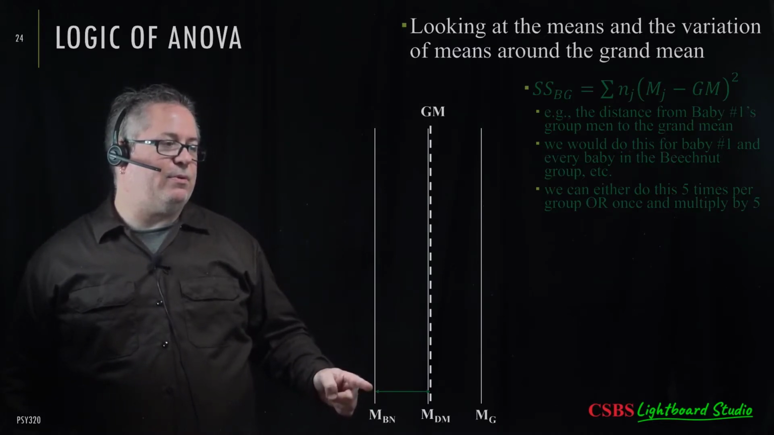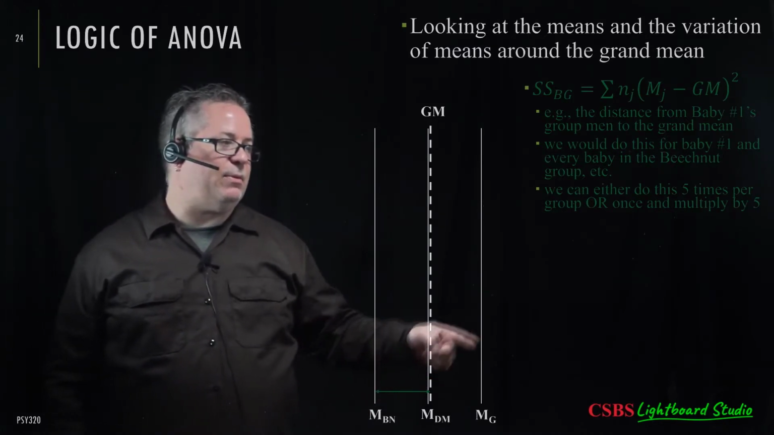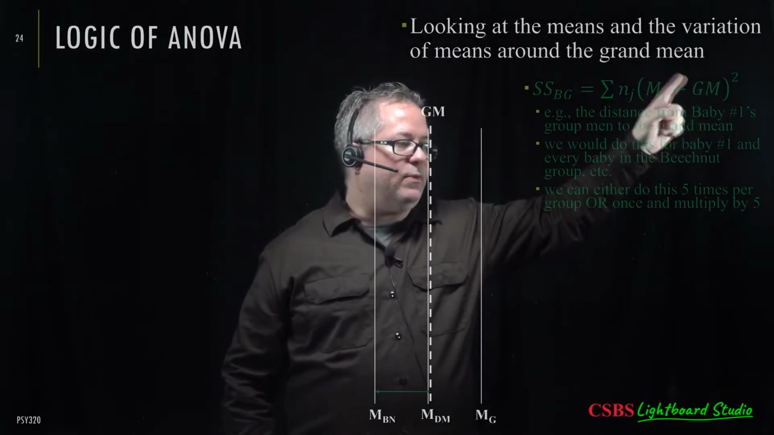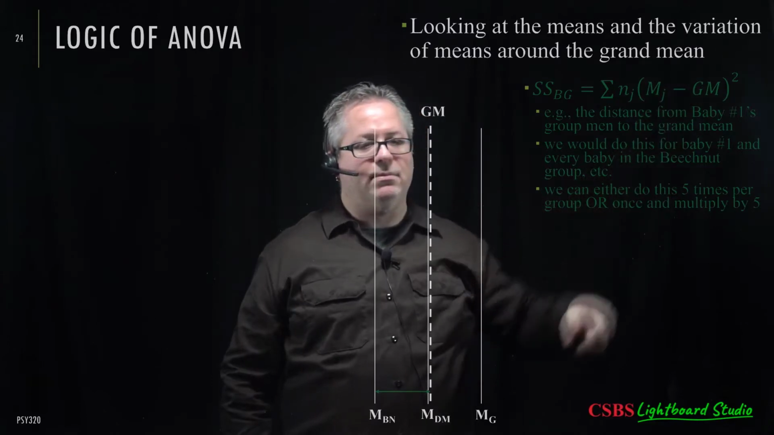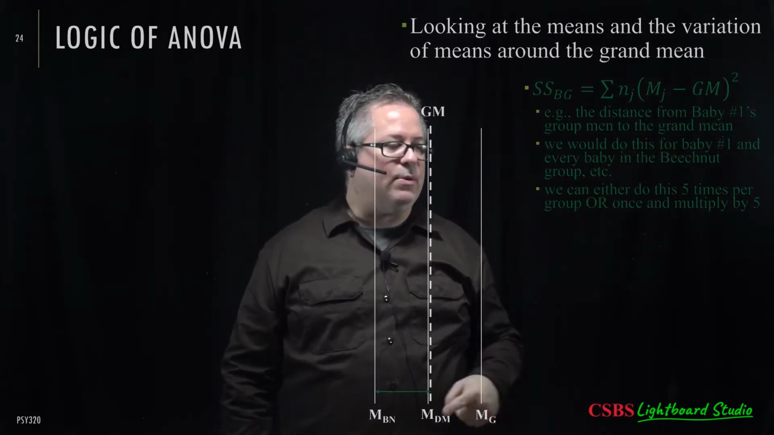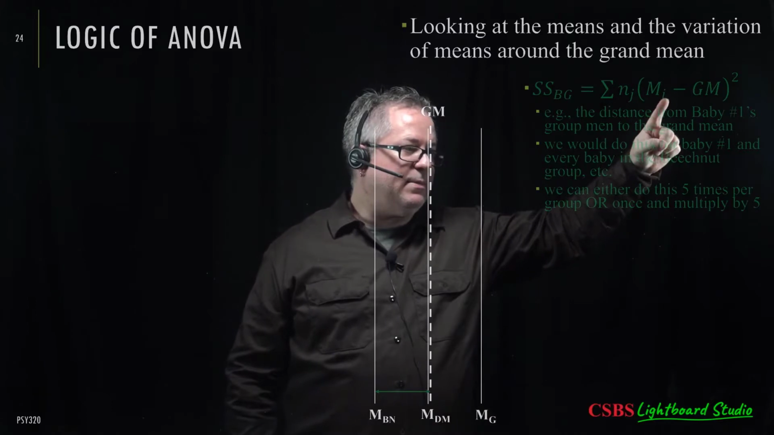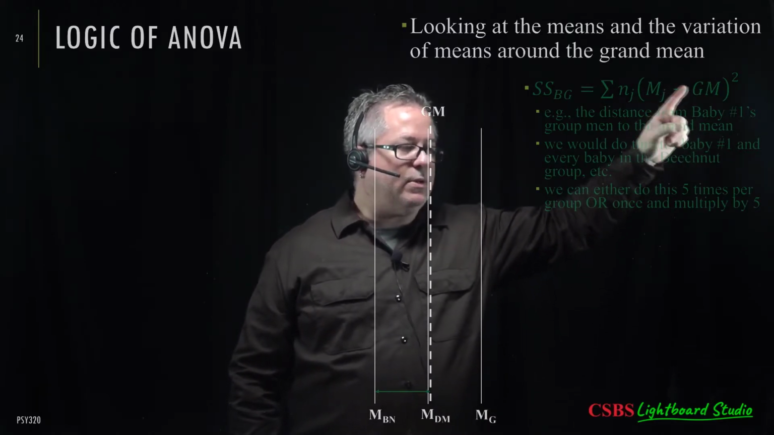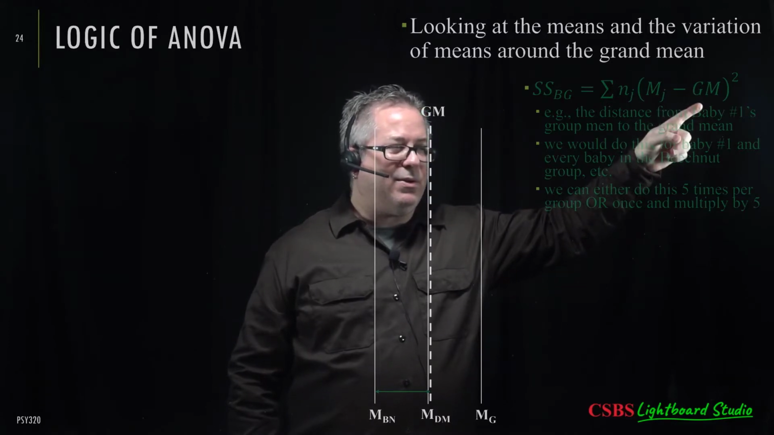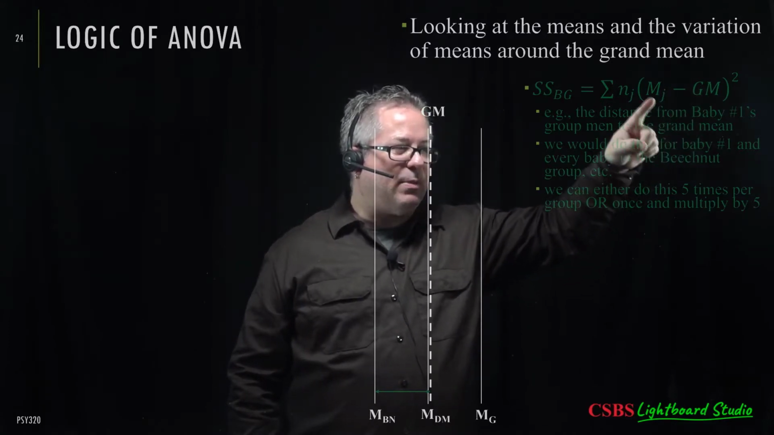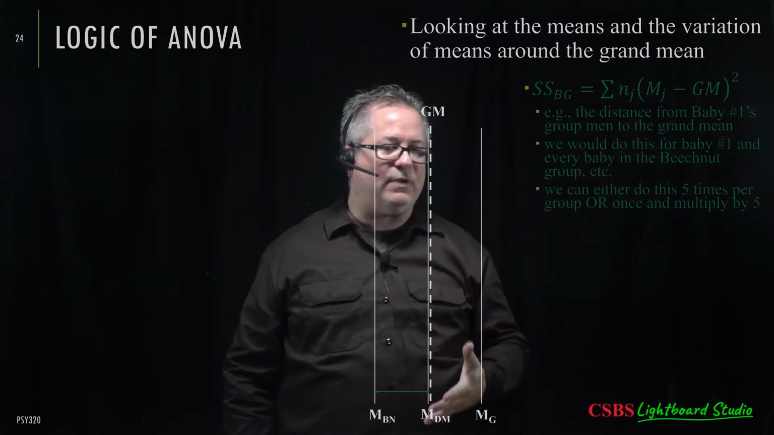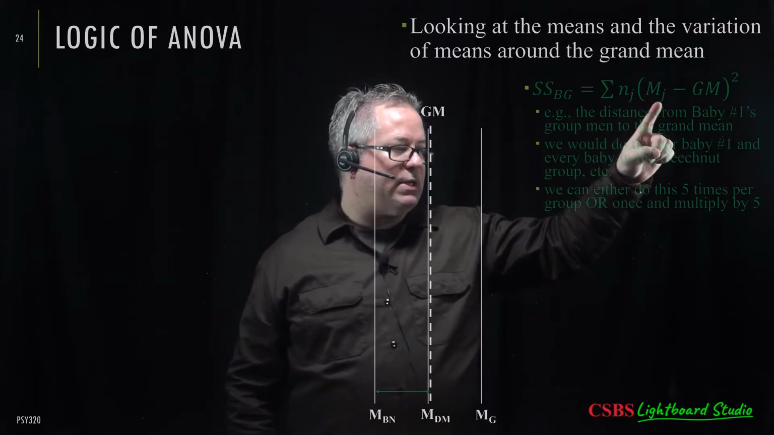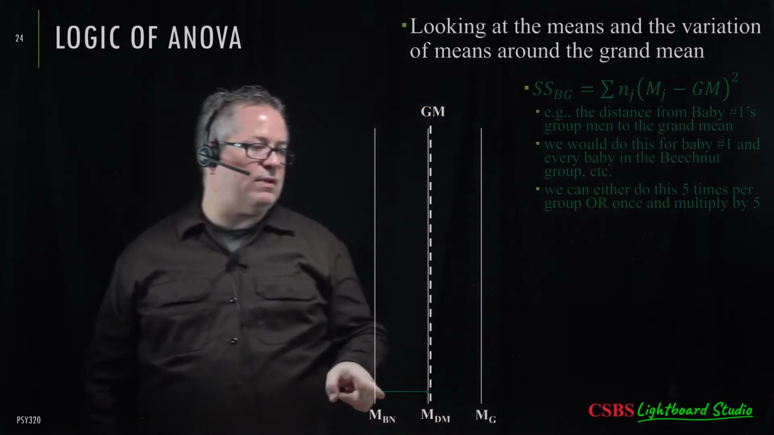The same group 1 mean minus the grand mean squared, and I'm going to do that 5 times. One for each baby in the Beech-Nut group. I'm going to do it 5 times. The same mean minus the grand mean 5 times for everybody in the Del Monte group. Same thing for everybody in the Gerber group. So I can do that, or I can do it once and multiply by 5, and that'll be the same thing. That's why we multiply by n here: it really represents the same distance for everybody that's in this group.